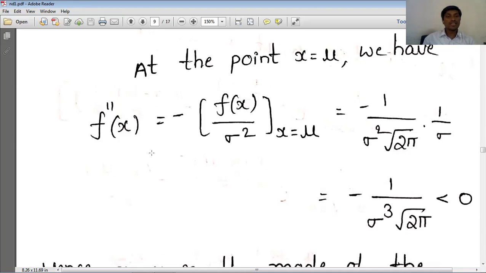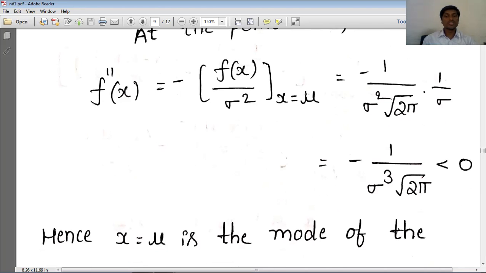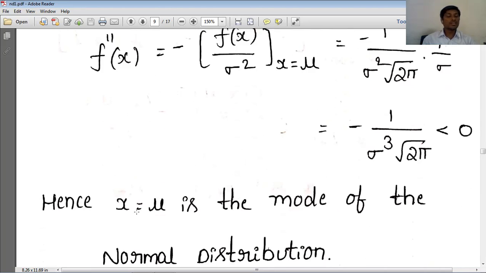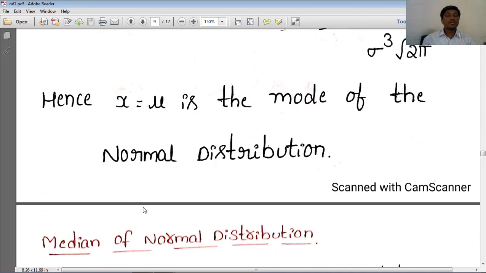So what we are saying is, the mode is nothing but the value of x at which the function f of x has its maximum. Here it is at x is equal to mu that we are calculating. There we got f double dash of x is less than 0. For that we can say that x is equal to mu is the mode of the normal distribution. Okay.